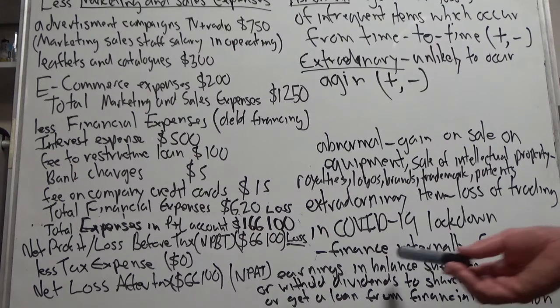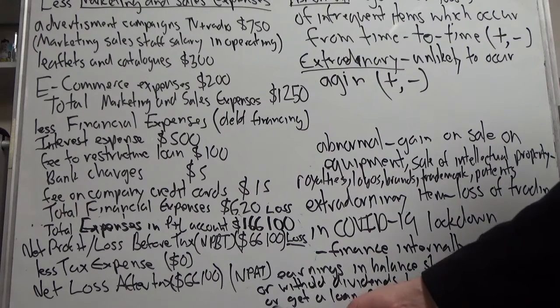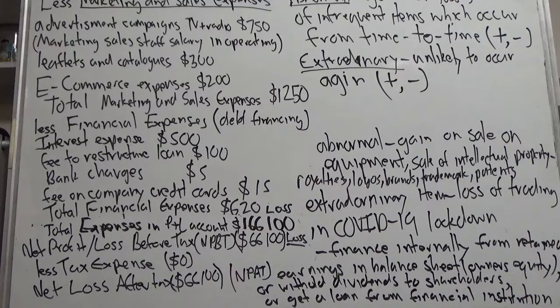Now, in a loss situation for a company, they're faced with being short of cash, so they have to either finance internally from retained earnings in the balance sheet, using their own retained earnings, owner's equity, to finance operations for the year, or they can withhold dividends to shareholders if they're a private company or a public listed company, or they can get a loan from a financial institution such as a bank or a credit union.